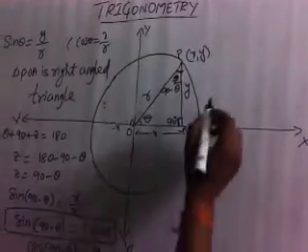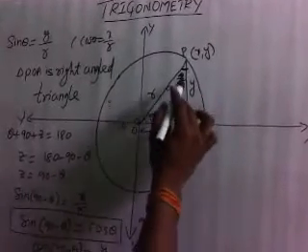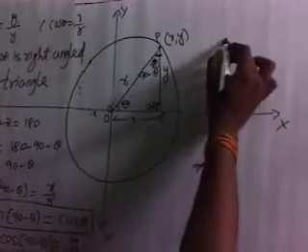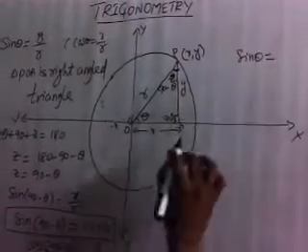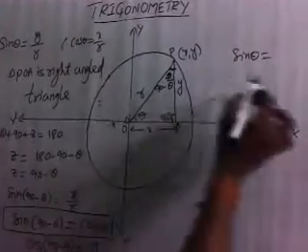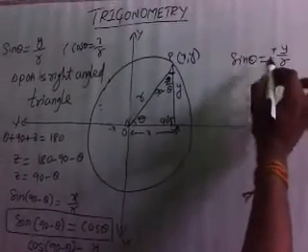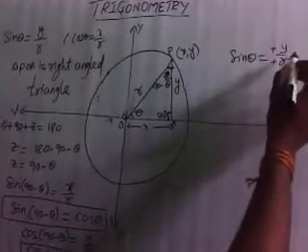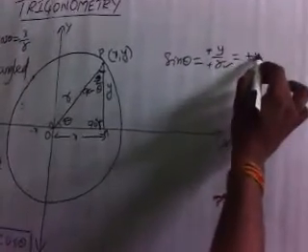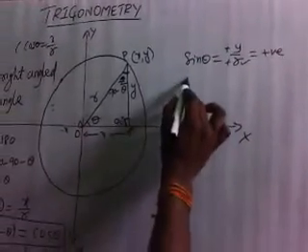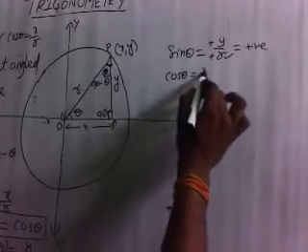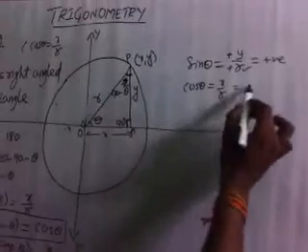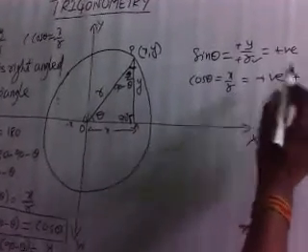Right. In the first quadrant, P x comma y is any point. Sin theta is equal to y by r. Y is positive, r also positive. R is always positive, it is the radius, a distance, so always positive. So sin theta is positive in the first quadrant. Similarly, cos theta is equal to x by r. X is positive, r also positive. So cos is also positive.